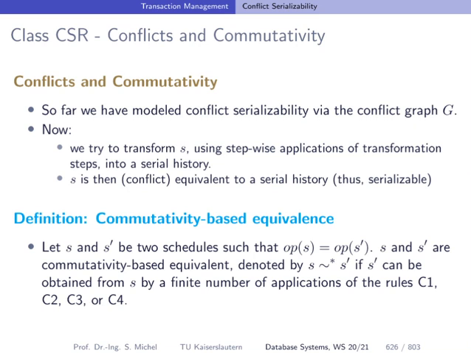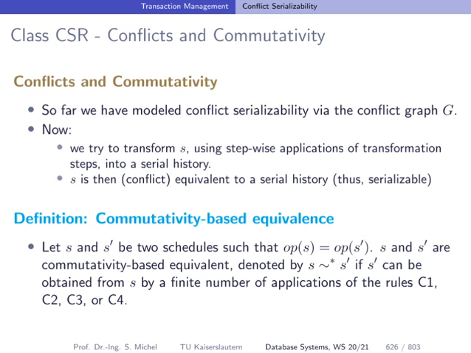So previously we have defined the class CSR, the class of conflict serializable schedules, and we did the modeling of this over the so-called conflict relation, which was inducing then in the end the conflict graph. We had to check for being acyclic to see if the schedule is conflict serializable. What we do now is to look at another concept which is called commutativity-based equivalence.